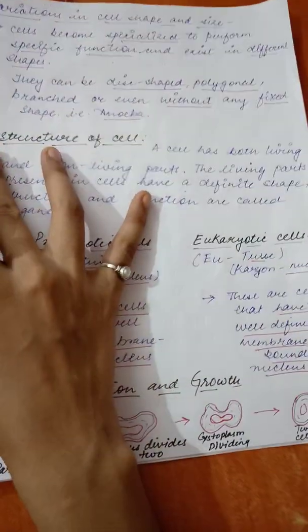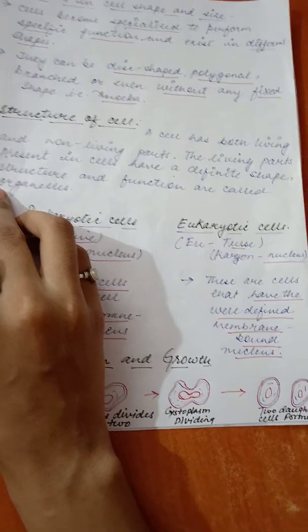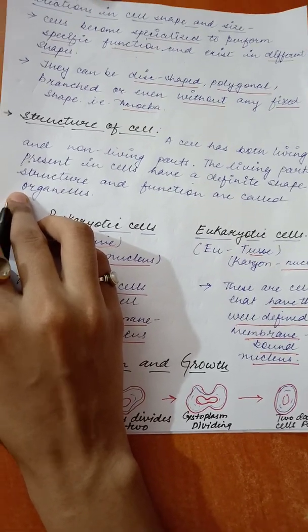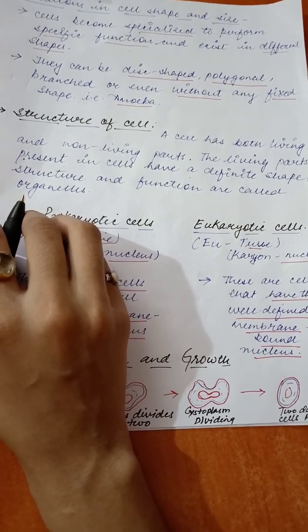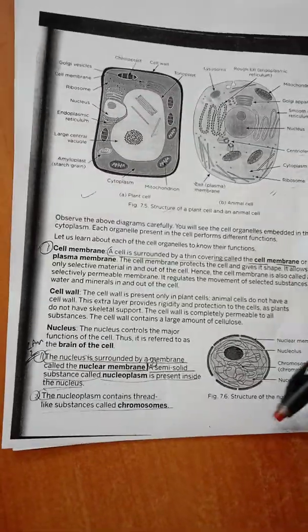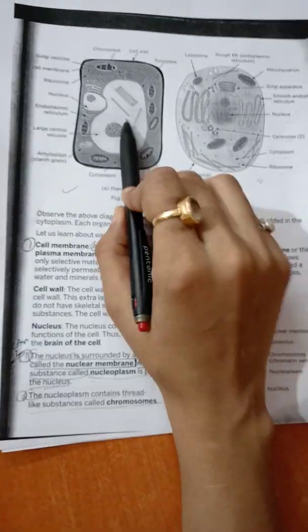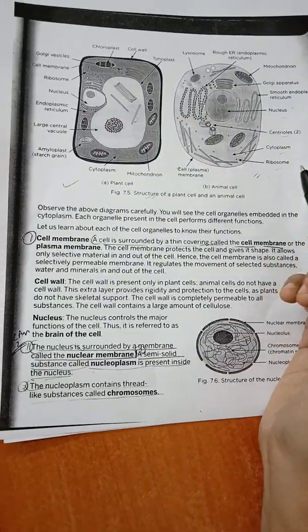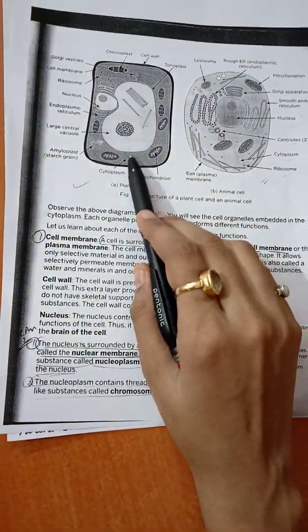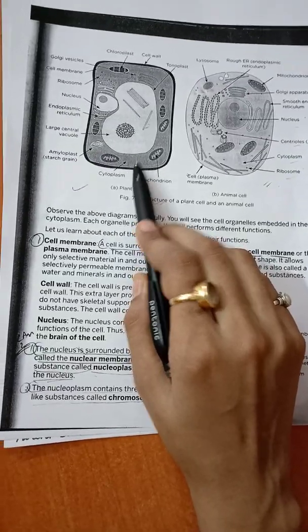Now the structure of the cell. A cell has both living and non-living parts. The living parts present in the cell have a definite shape, definite structure, and definite functions to perform. They are termed as organelles. Now further we are going to discuss how the plant cell is different from the animal cell. This is the plant cell and this is the animal cell. Organelles are embedded in the cytoplasm, and they have different functions to perform.